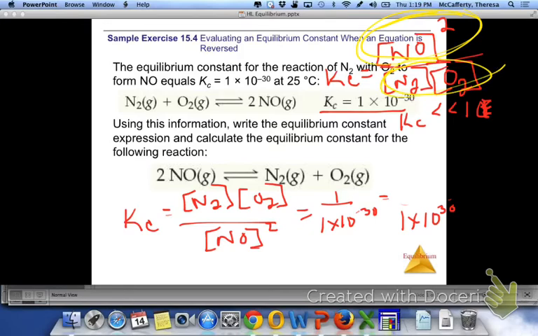So what do I have present in greater amounts, the reactants or the products? The reactants. So if my K is much, much smaller than 1, then my equilibrium is said to lie to the left or lie to the reactant side. I like to say lie to the reactant side because sometimes I flip my left and right.